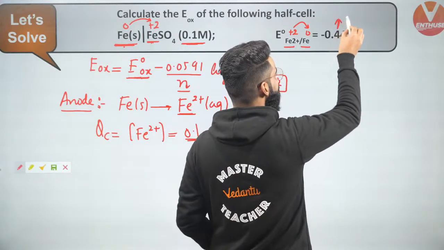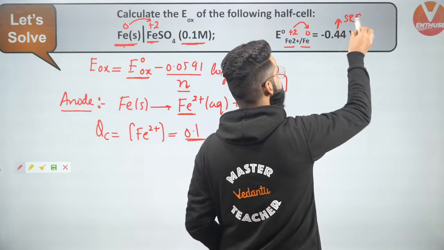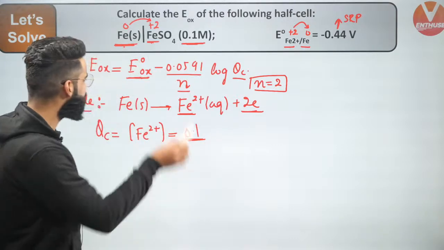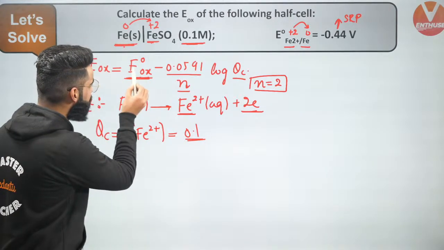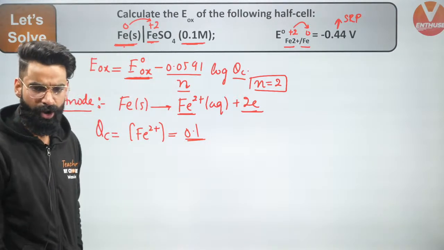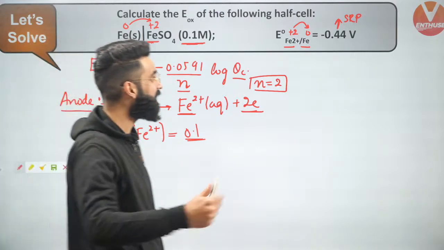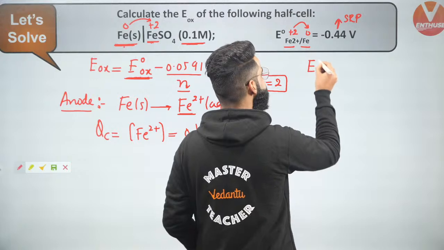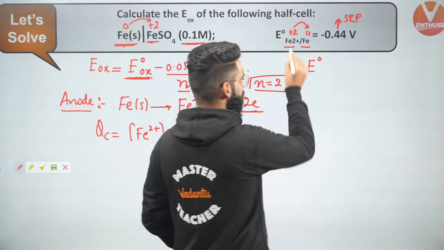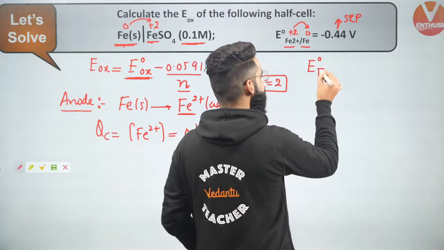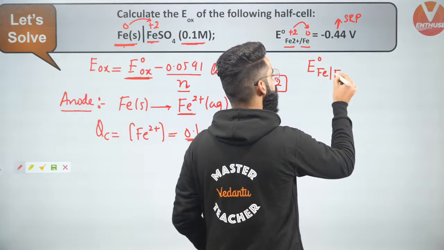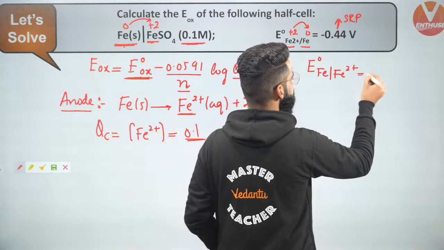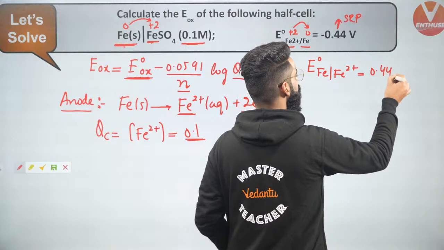So this is the standard reduction potential of this iron electrode right here. But in this equation, do I need the standard reduction potential of the iron electrode or the standard oxidation potential? I definitely need the standard oxidation potential of the iron electrode. And how do I represent it? Just reverse it. It's going to be Fe solid changed to Fe2+. Just reverse the sign. It's going to be 0.44 volts.